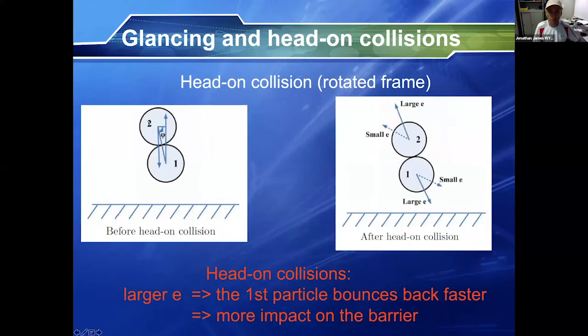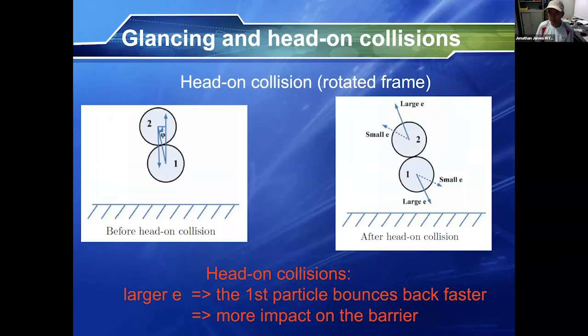Now, the other kind of collision is head-on collisions. By that, I mean the first particle comes down, hits the second particle, and now the first particle is going to hit the wall again. In this case, it's the opposite effect. The larger E, the first particle bounces back somehow faster, and so it therefore has more impact on the barrier.